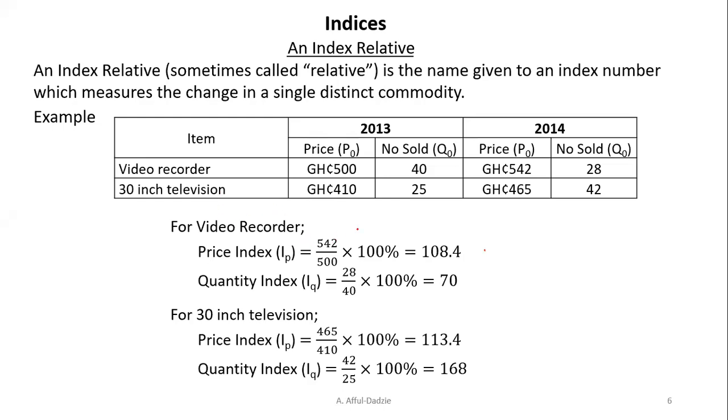So you'll see that in this case, it means that the quantity has dropped, and there is a 30 percentage point decrease. Because you always know that the base period will have 100%. So anything above the 100 means it's an increase. Anything below the 100 means it's a decrease. Just have that in mind. And then for the television set, we have a 13.4 percentage point increase, and then a 68 percentage point increase in the quantity.